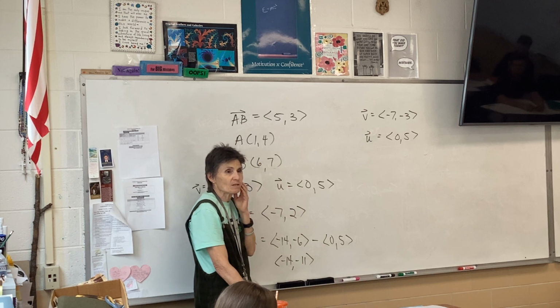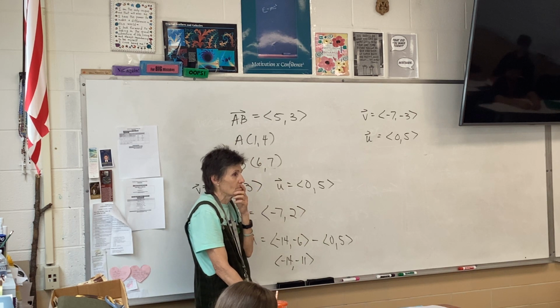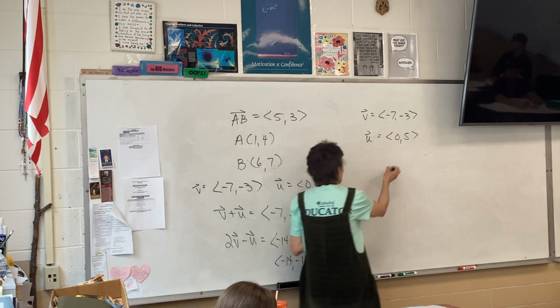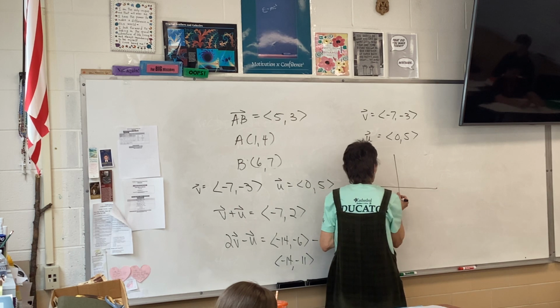What do you think it means to be a unit vector? What are we even looking for? A unit vector. What's a unit circle? Radius is 1. What do you think a unit vector is? Its magnitude is 1.